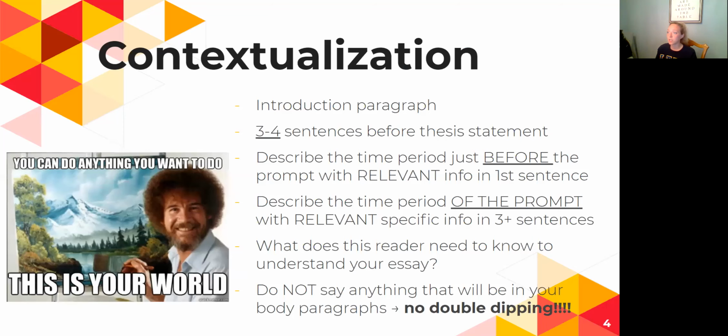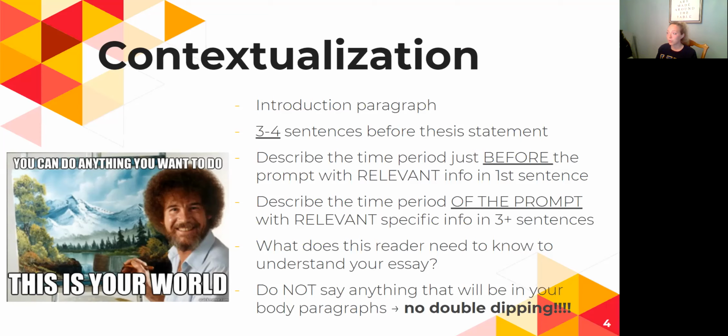All right, so point 1 is contextualization. So this is your intro paragraph. It's a minimum of 3 to 4 sentences before the thesis statement, though I think that 4 or 5 is safer. You need to have 1 sentence minimum describing the time period just before the prompt with relevant info in the first sentence. So this is the first sentence of your paper. It should not be vague. It should have CST and be describing the time period just before.